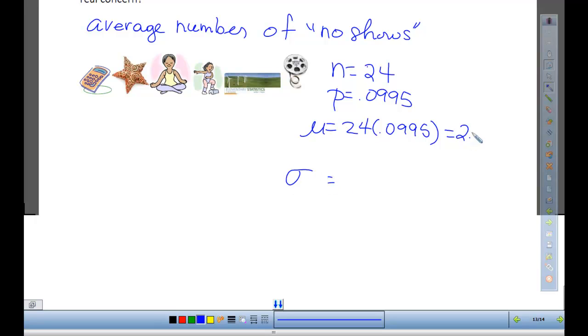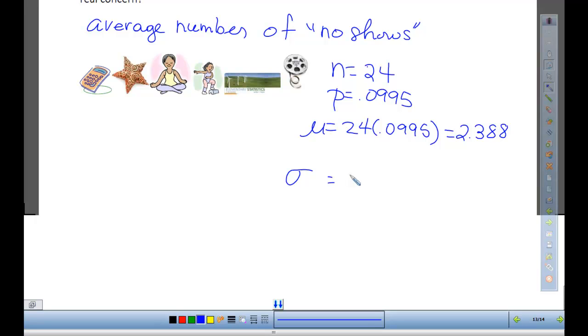2.388. So a little more than 2 no-shows. That's the average. But then remember, that's right at the center. We could talk about what's typical. Using the range rule of thumb, we could add 2 standard deviations, subtract 2 standard deviations. That would give us the typical range. Remember us doing that a while ago? And you'll see that in that first video again as well.